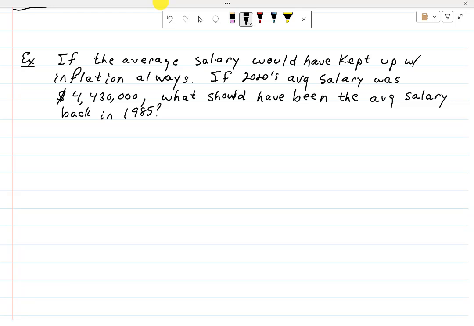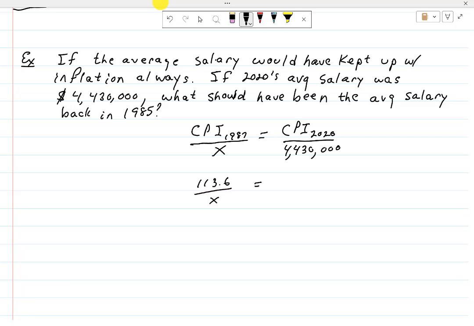So now the reference is going to be the 2000 salary. So now what we have is the CPI 1987, still goes there. At this time, I don't know what they were being paid or what they should have been paid. I don't know that number. Here I'll put my CPI 2020 and I'll divide it by the 4,430,000. Let me plug in my numbers. We now know that CPI 1987 was 113.6. And we know that the CPI for 2020 is 258.8.